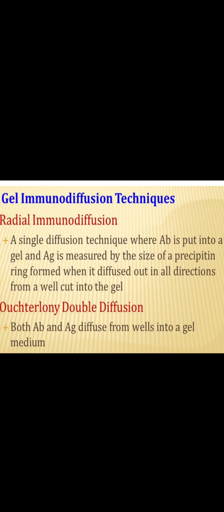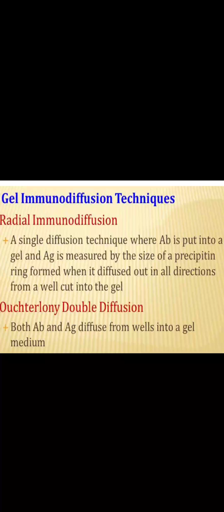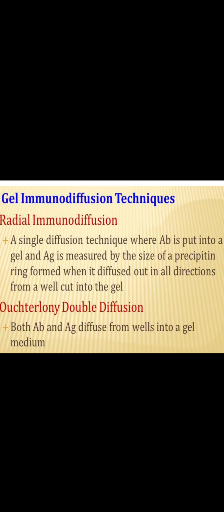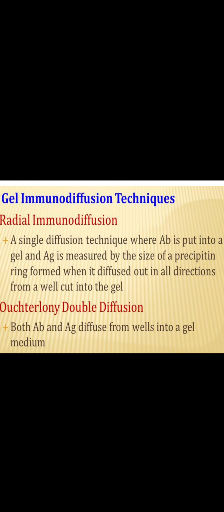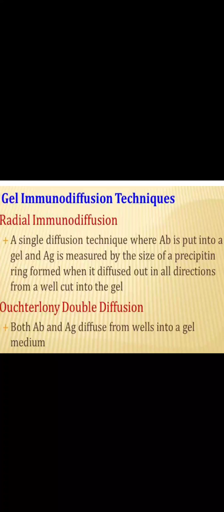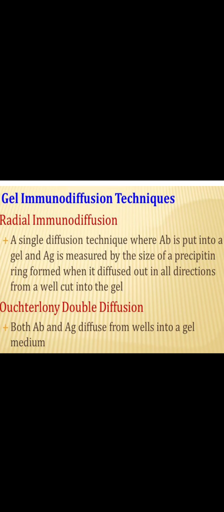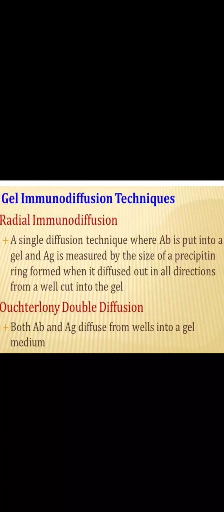Now, gel diffusion techniques, you can divide them into single diffusion, the radial immunodiffusion technique, and double diffusion, Ouchterlony double diffusion. Now, radial diffusion is a single diffusion. Single diffusion means there is an antigen, there is an antibody, and one of the components is diffusing here.